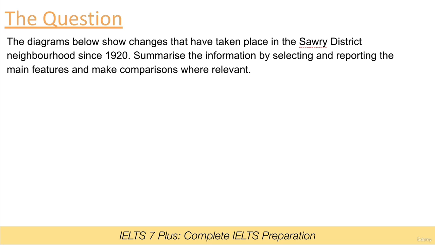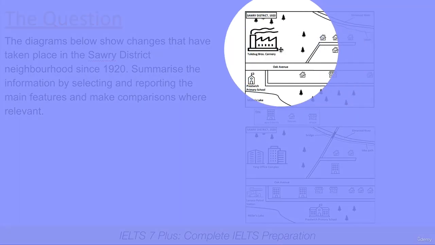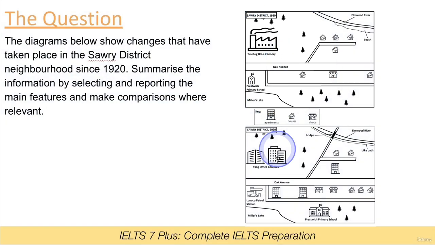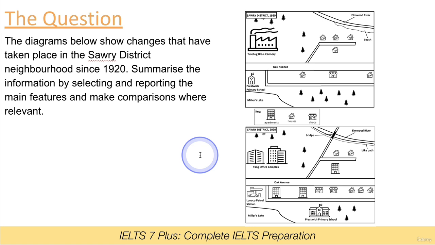Okay, so the diagrams below show changes that have taken place in the Sowry district neighbourhood since 1920. Summarise the information by selecting and reporting the main features and make comparisons where relevant. Okay, let's have a look at the maps. Here they are. So we have up here the Sowry district in 1920 and the Sowry district in 2020. Important to note that it's all in the past, so we will be using past tense for this.